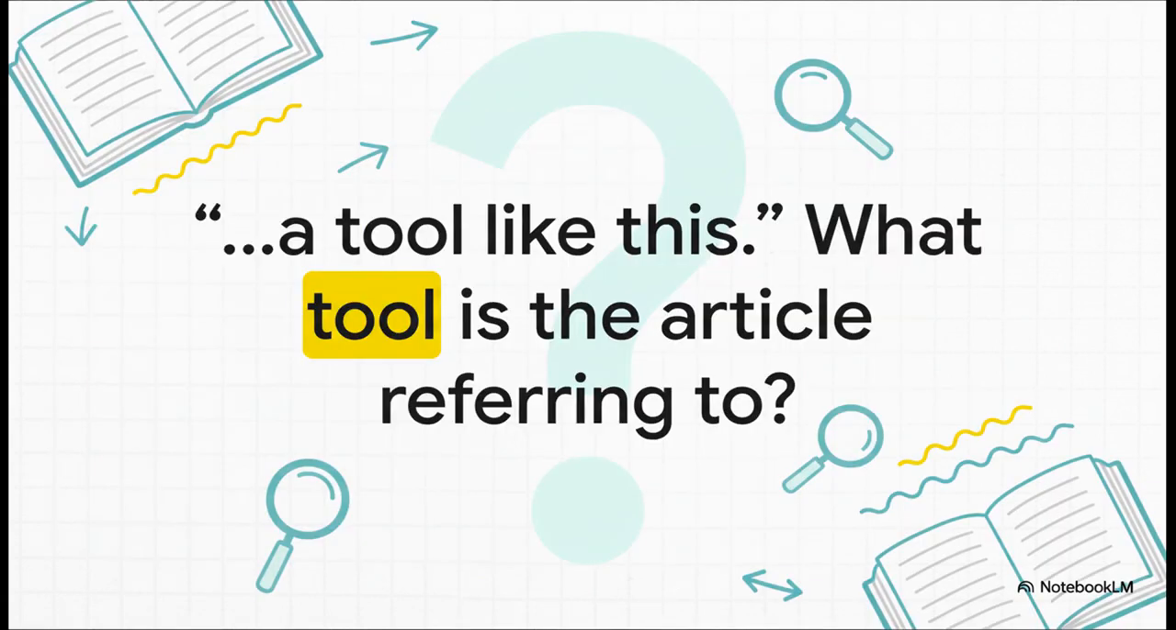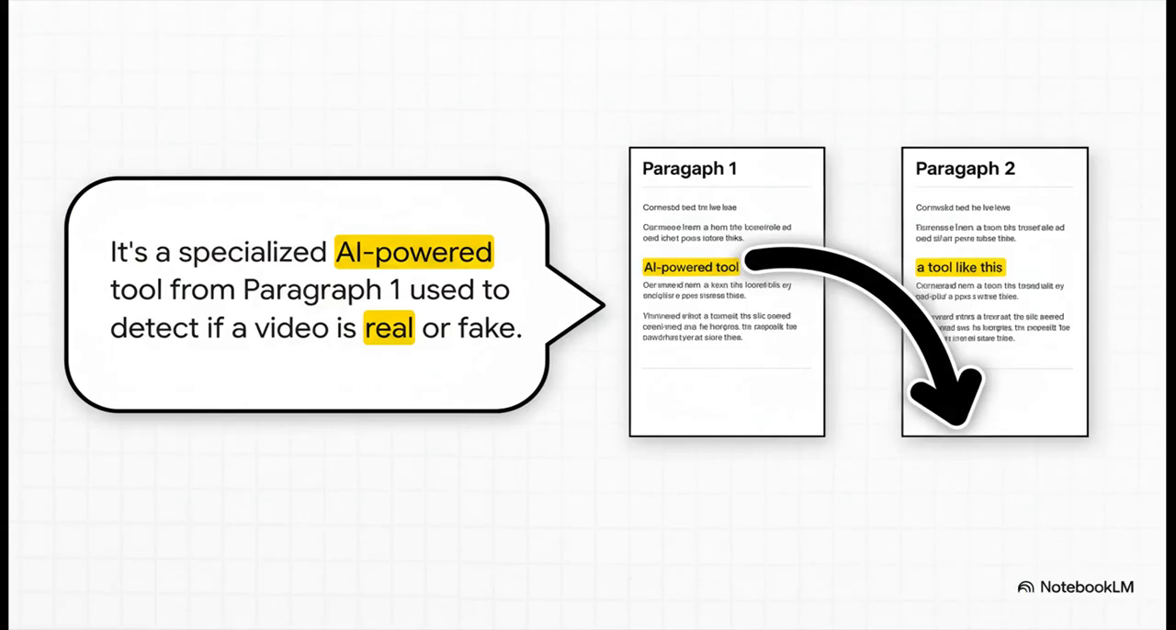Okay, next question. This one is what we call a reference question. The text mentions a tool like this. Our job is to be a detective for a second and figure out exactly what tool the author is talking about. And to solve this little mystery, all we have to do is look at the paragraph that came right before it. A quick skim of paragraph 1 shows that the author was talking about a special AI tool that can detect deepfakes. The answer was hiding in plain sight.